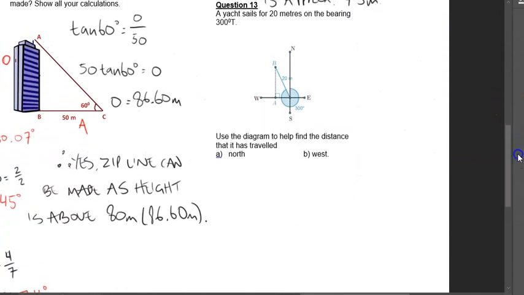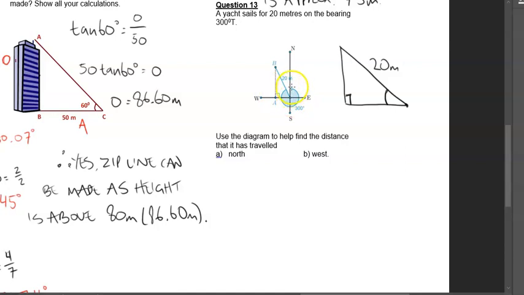Question 13 has to do with bearings. We have a yacht that sails for 20 meters on the bearing 300 true north. So here we can have, here is our origin. We mark 300 degrees true north, and then from the origin it takes off for 20 meters. We're going to use this diagram to help us find the distance that it has traveled directly up north and directly west. So if I were to extract this triangle from here, having this as our origin and it going for 20 meters here, this being 90 degrees, we need to figure out what this angle is here in relation to the 300 degrees.